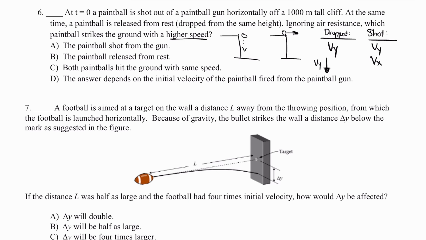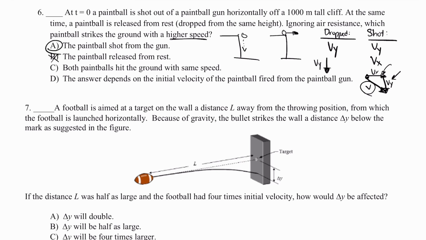But the other one, the shot one, has a horizontal and then a vertical velocity. So the actual speed is described by the resultant, which is going to be found using the Pythagorean theorem. And so this speed v must be greater than just a single vertical velocity, because this one has the exact same vertical velocity downward, but it also has, in addition to it, Vx. So I am adding to it in order to find this hypotenuse v by following the Pythagorean theorem. So my answer will be letter A, the paintball shot from the gun.